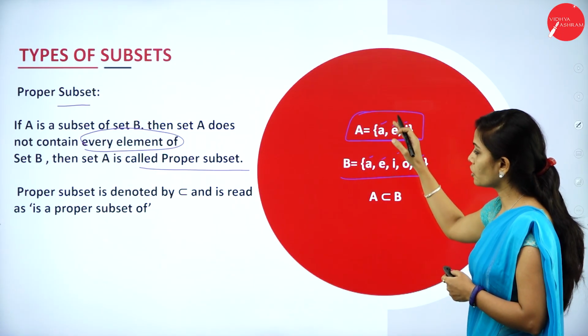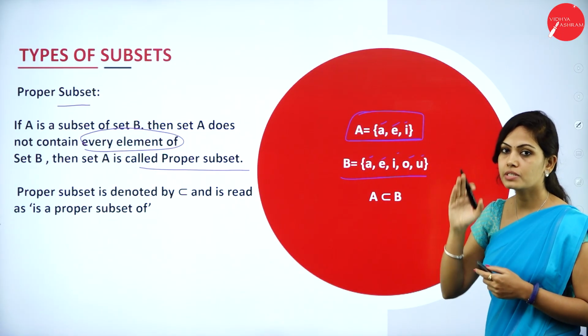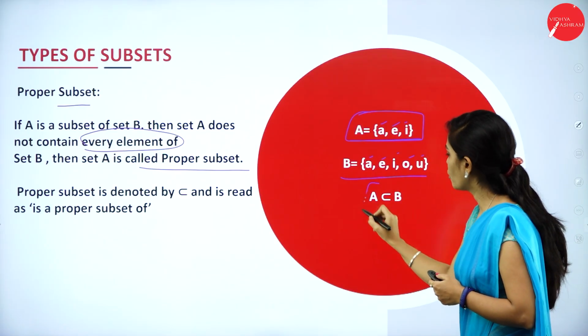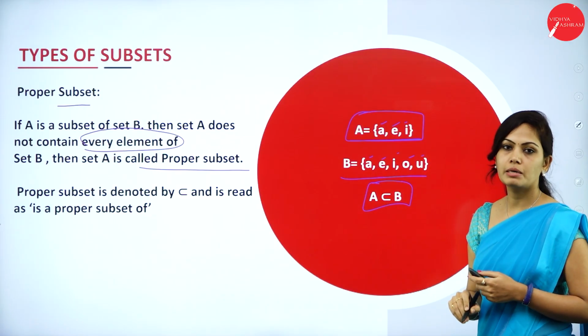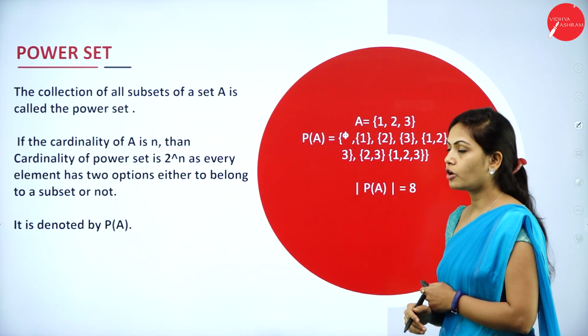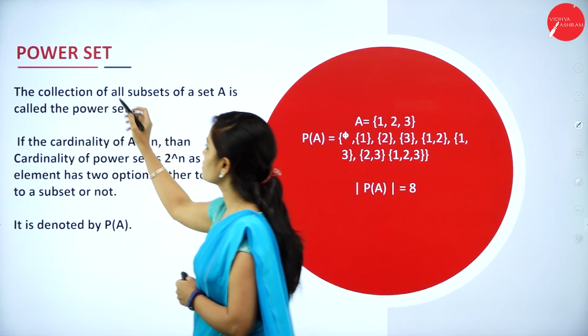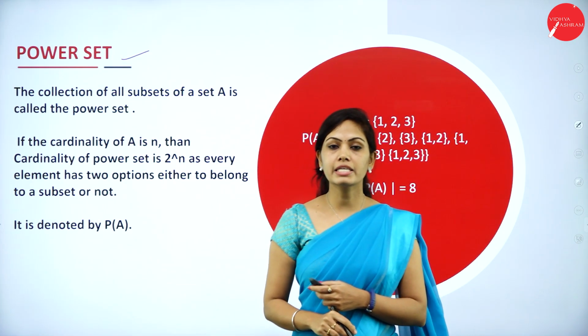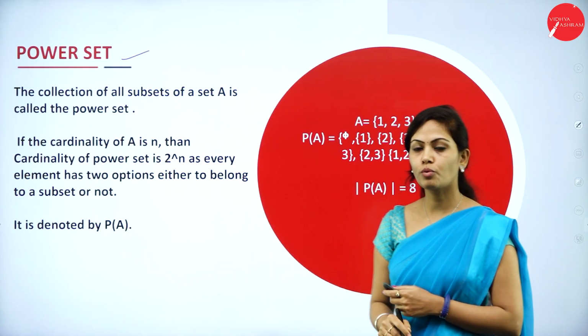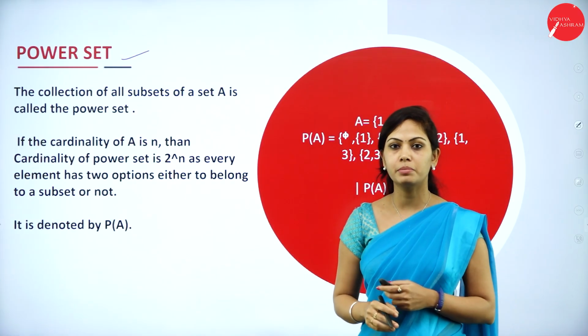Set A does not contain every element of set B, therefore I can call it a proper subset. And the next important concept is power set. Very important concept, power set. You can expect this question for 2 marks: What is a power set, and give an example.